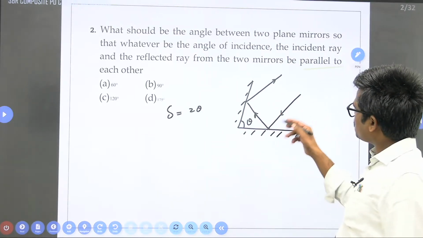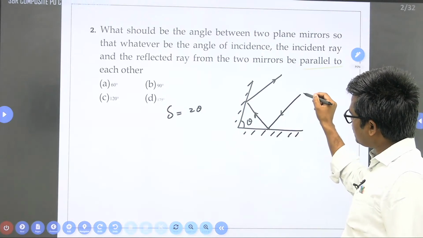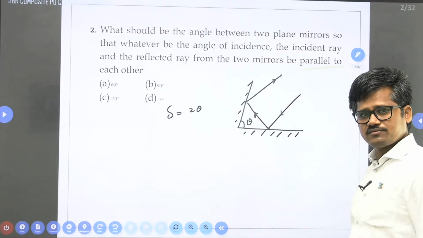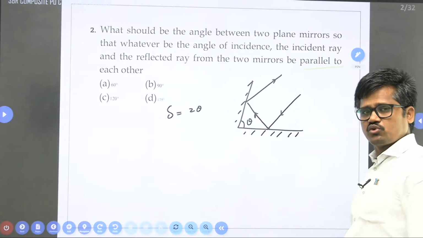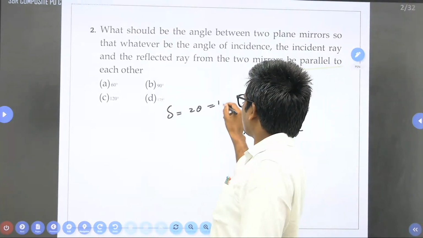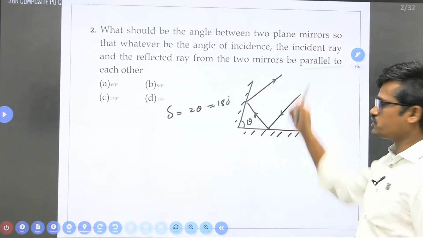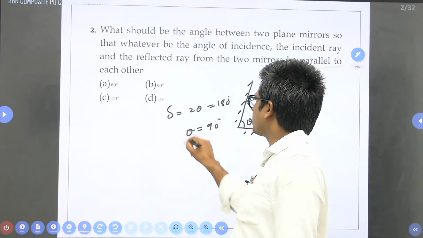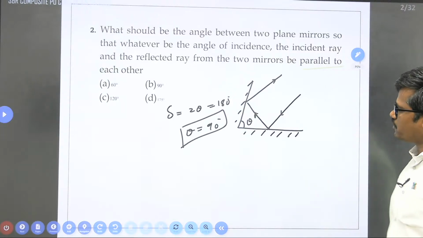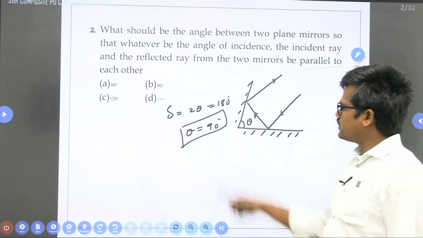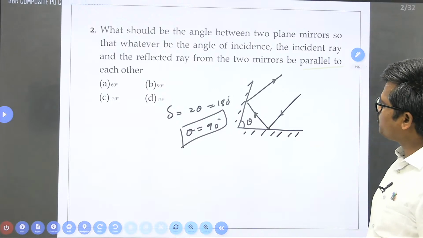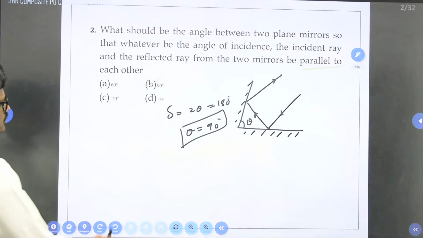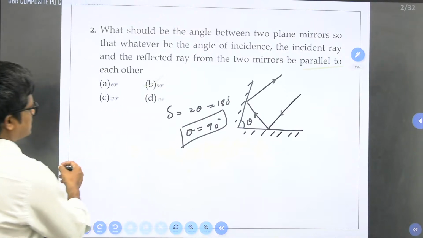So if both should be parallel, if one incident ray is coming like that, and another ray is going like that, both are anti-parallel, no? So it means the ray is deviated through 180 degrees. If your deviation should come 180 degrees, then ultimately theta will be what here? Theta will be 90 degrees here. Got my point? So if deviation should be 180 degrees, your theta should be 90 degrees. So which option is correct for you? This one.